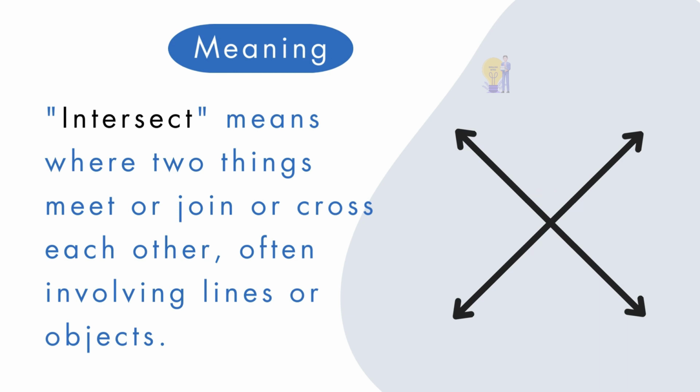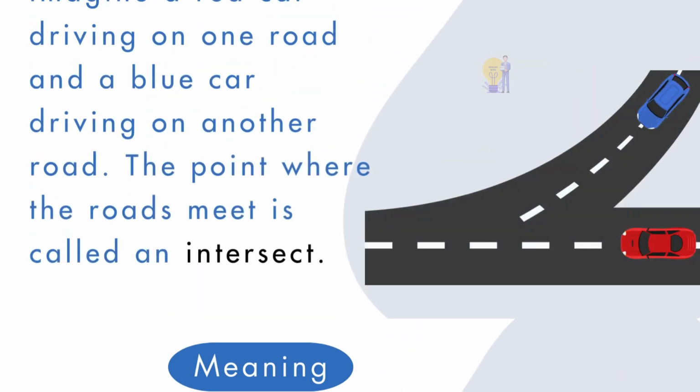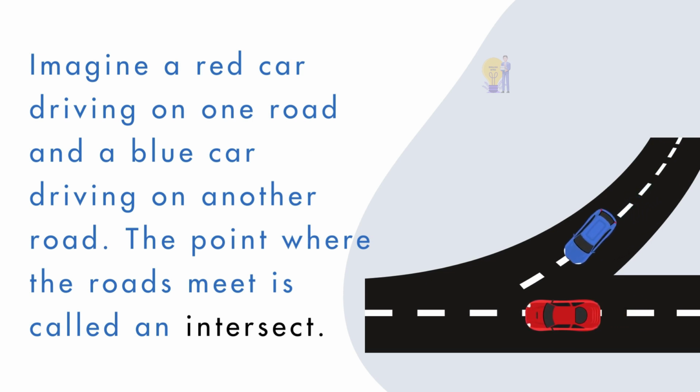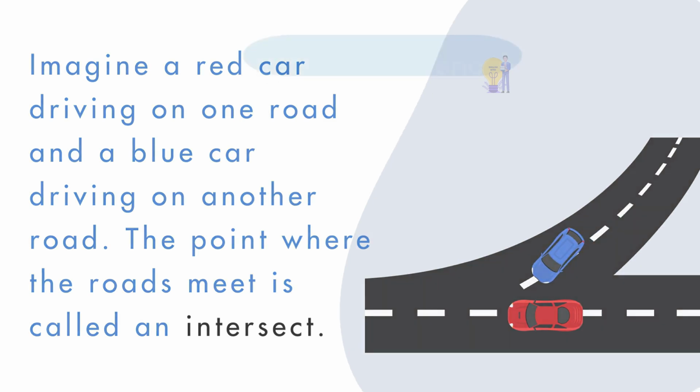Now let's understand its meaning. Intersect means where two things meet or join or cross each other, often involving lines or objects. Imagine a red car driving on one road and a blue car driving on another road. The point where the roads meet is called an intersect.